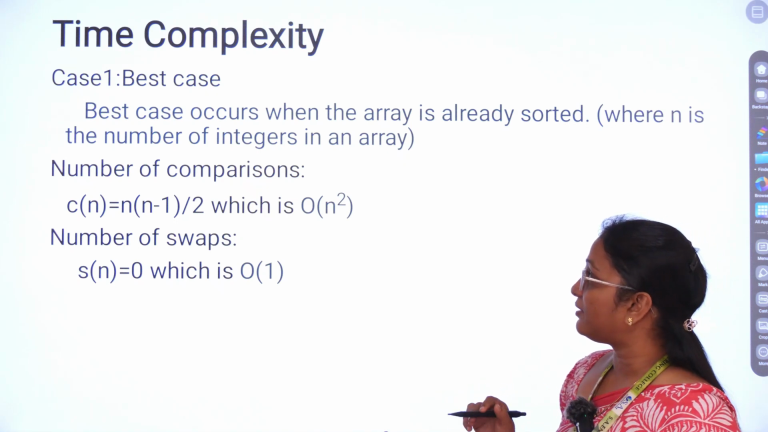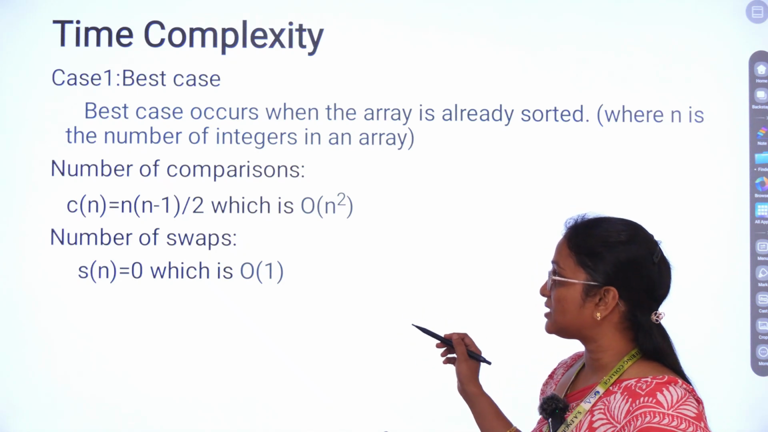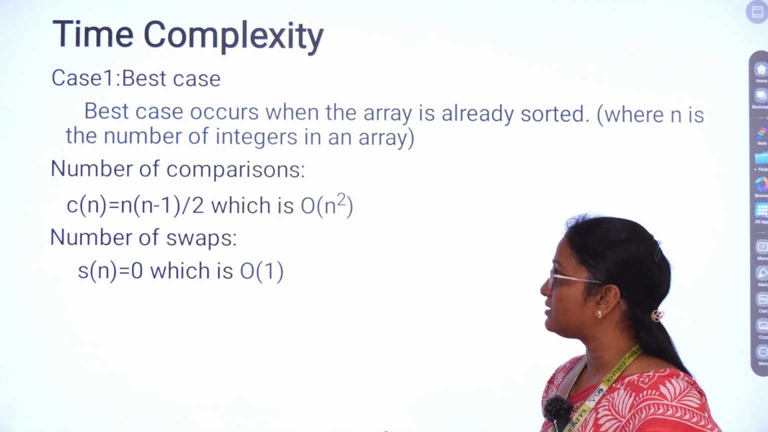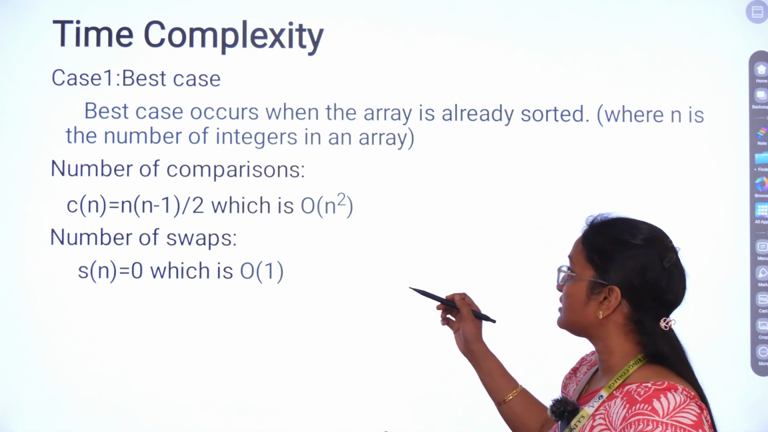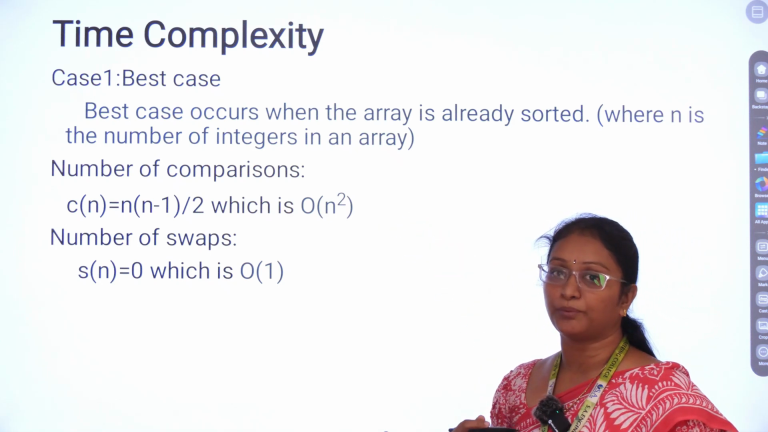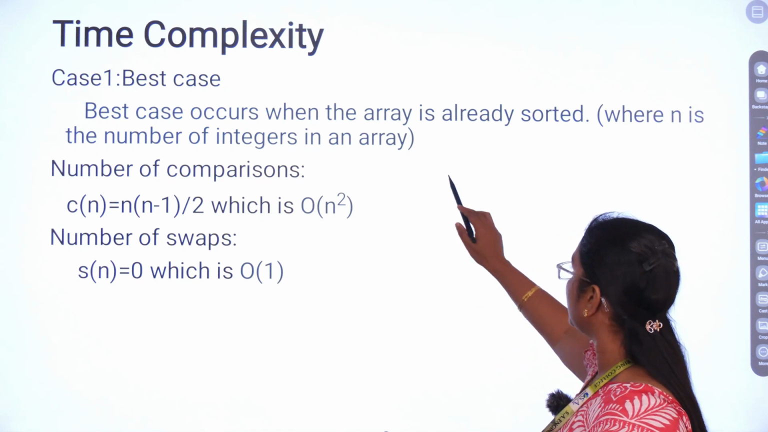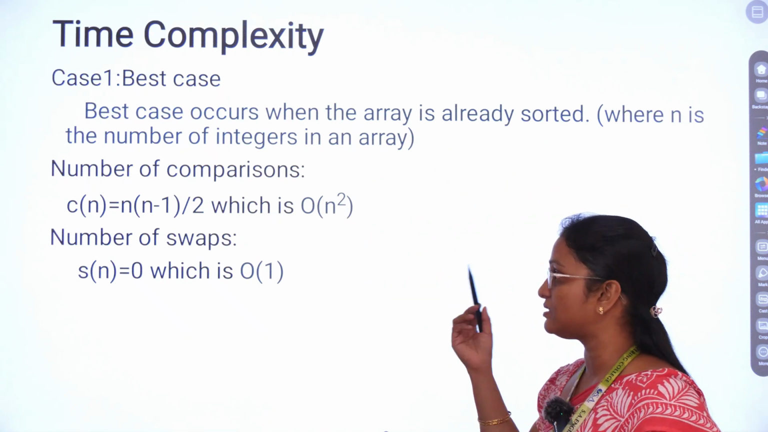Next, we have seen how to calculate the time complexity. Here in time complexity we have 3 cases. One is best case, second is worst case, third is average case. In best case, best case always occurs if the input is already in sorted manner. If the input array is already sorted, it comes under the best case.